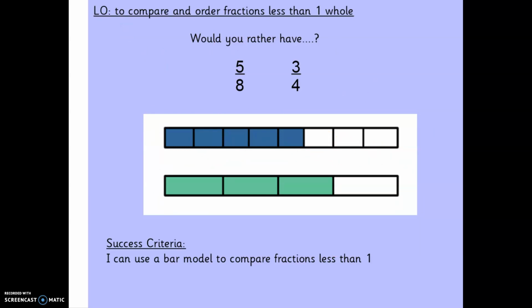Now, you'll know from last week for doing equivalent fractions that in order to make them equivalent, the bar models and the parts that are coloured in have to be to the same line if they're equivalent. So for now, we can see that 5/8 is smaller than 3/4 because 5/8 goes to here and 3/4 goes to here. So if that was me, I would want 3/4 of that cake because there's more of the bar coloured in, which means I'm going to get a bigger chunk of the bar. Okay?